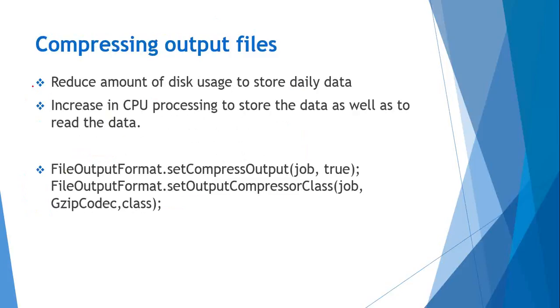Compression of the output files definitely reduces your disk usage and increases the CPU processing, and you set compress output and set compressor class. So this is how you can enable the compression at any of the phases. All you have to do is set compress, and the output would change to MapReduce or in between phase, and set compression class as the codec which you want to apply for the compression. So this is how you can enable compression at any phase of your MapReduce cycle.